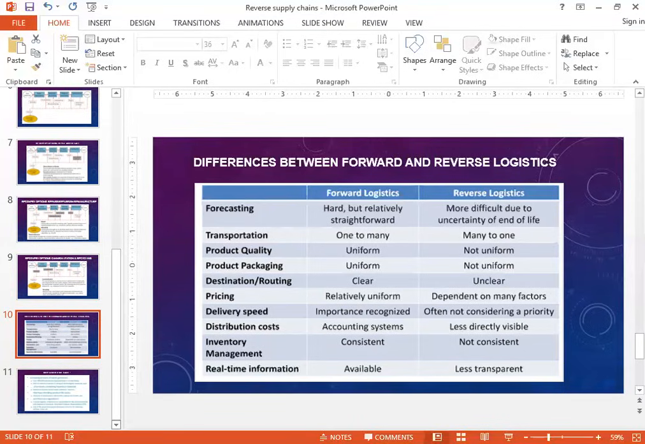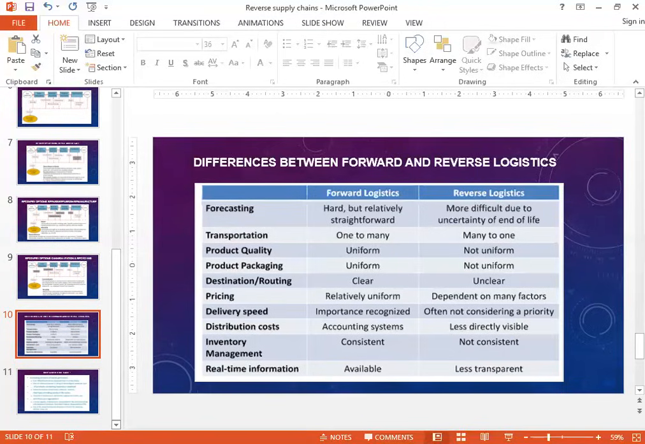And so inventory management is harder. It's not consistent. It's very difficult for you to be able to figure out how much inventory is going to come in and to manage it. It's just, again, hard to forecast how much is going to be coming in, and hard to manage it as well, because you really have no idea. In terms of real-time information, it's more readily available in forward logistics, but not so readily available in reverse logistics. Also, distribution costs.